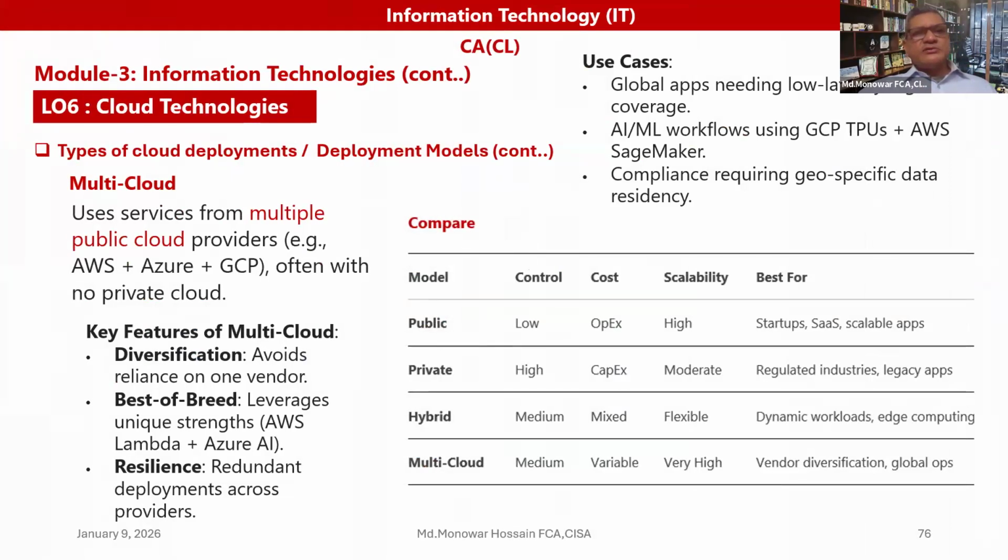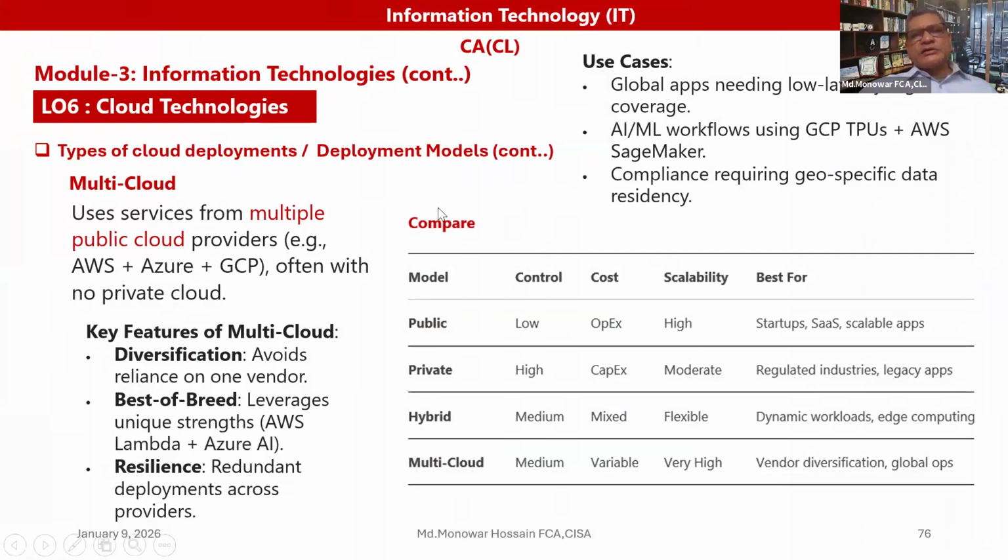And if we see multi-cloud, the user uses multiple public service providers, and key features are diversification and best of breed, that means use the best of each, resilience across the providers, and global apps need this type of cloud computing.